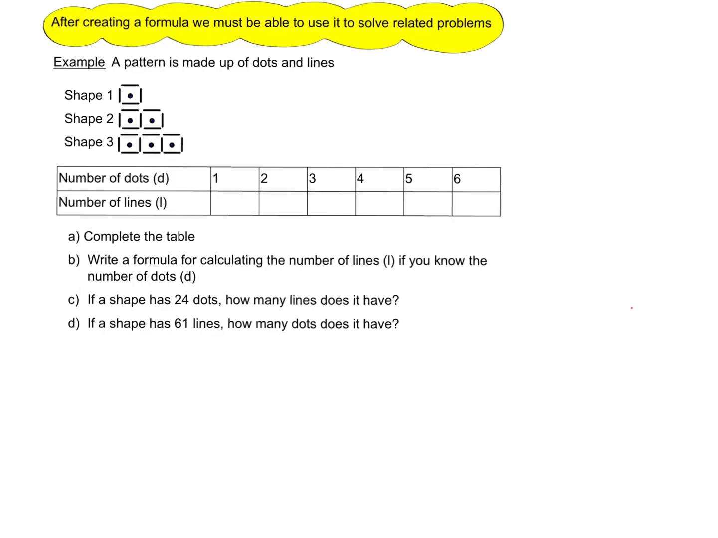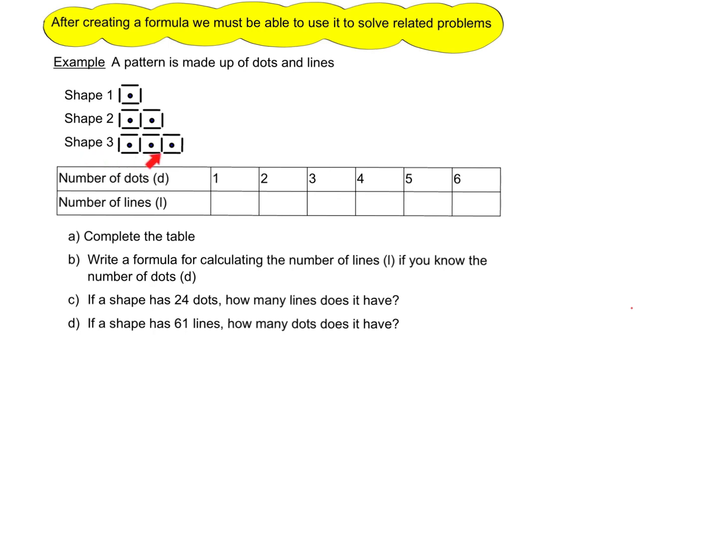Now we're going to look at creating a formula that connects two things together and using it to solve problems. So here we have a bit more of a practical example. We've got a pattern made up of dots and lines, so a dot followed by 4 little lines around it. Shape 2 has 2 dots and let's see, 1, 2, 3, 4, 5, 6, 7 lines around it.